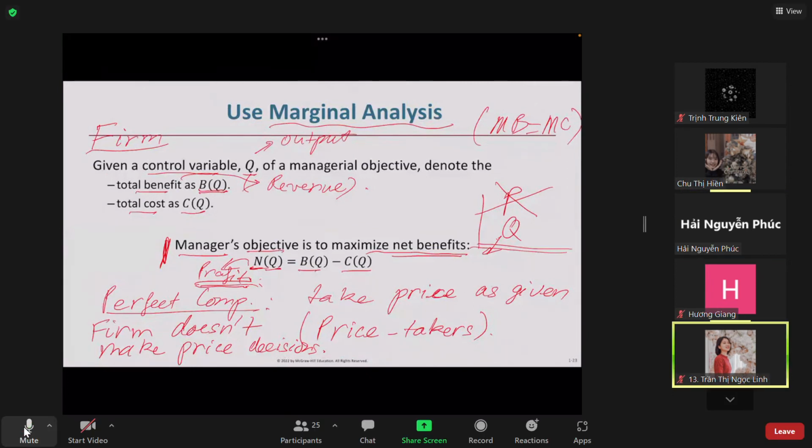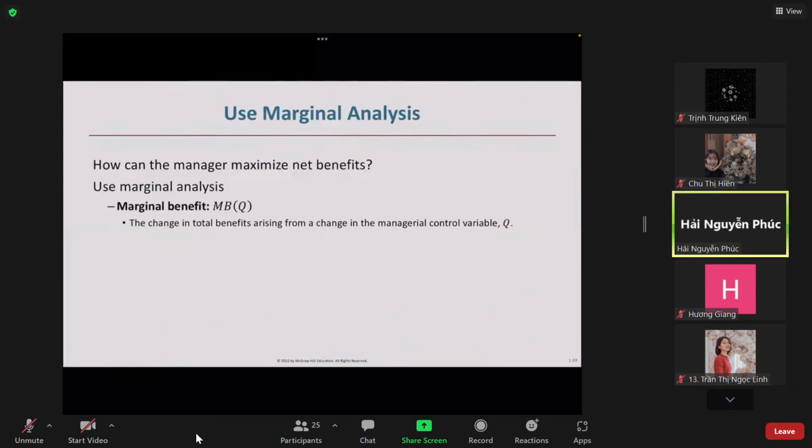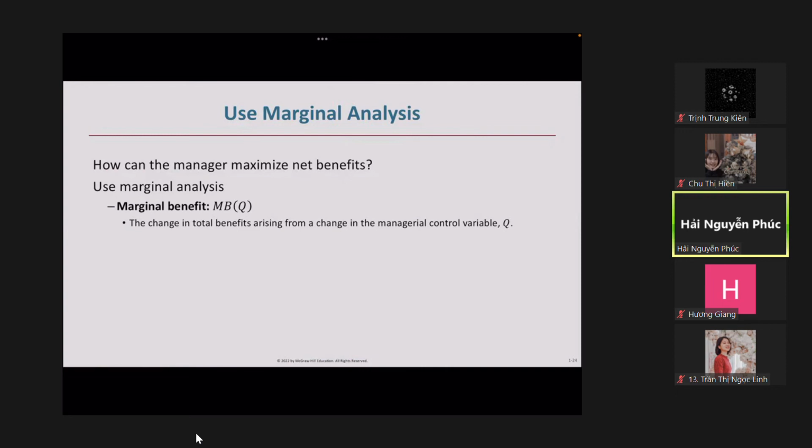Right. Now let's move next. How do we use the marginal analysis? Pretty simple. Recall that we have the marginal benefit as a function of the quantity of output. Here's the definition of marginal benefit: it is defined as the change in total benefit arising from the change in the quantity of output. In other words, MB is equal to delta B divided by delta Q, right?